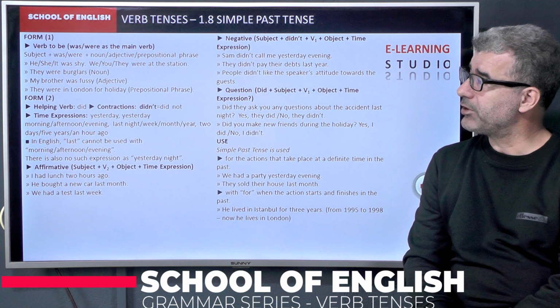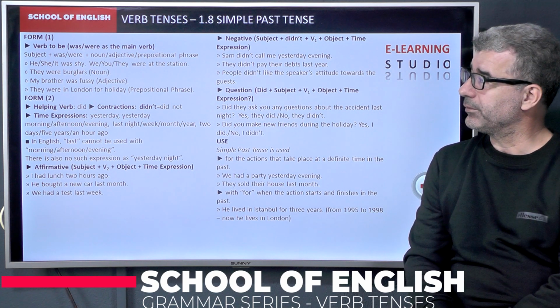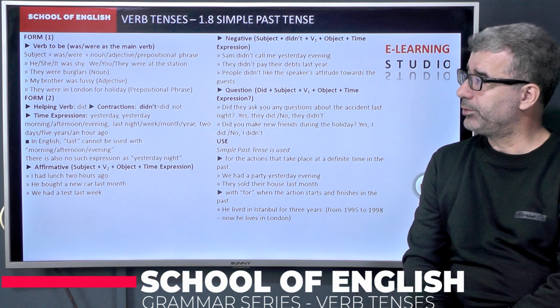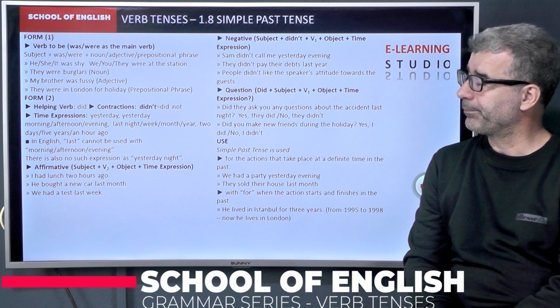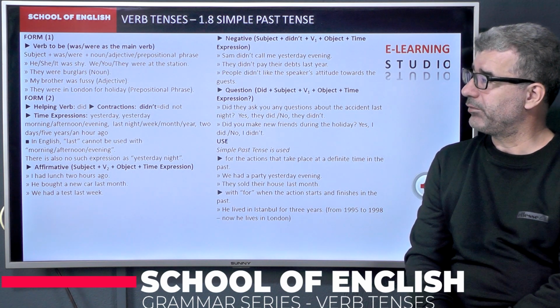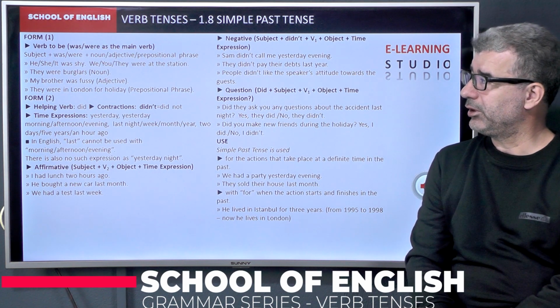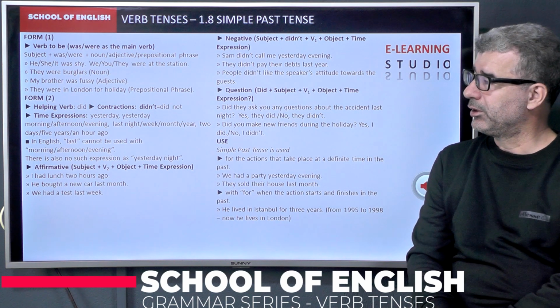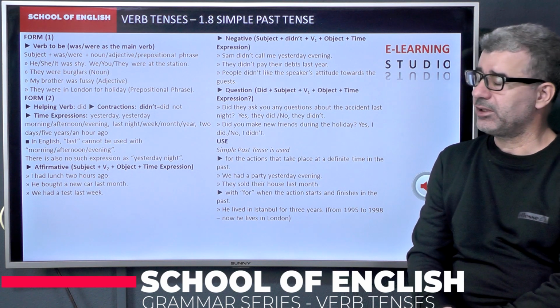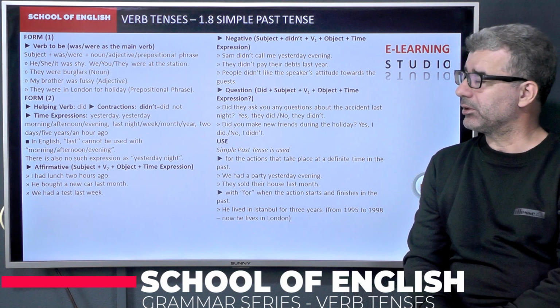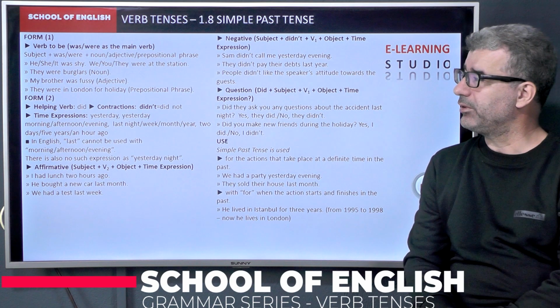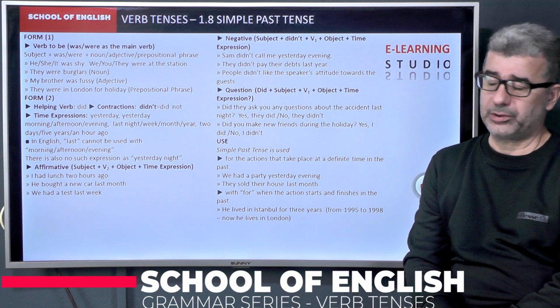Let's have a look at the examples. He was shy, an adjective here is used after was. They were at the station. Here, the prepositional phrase follows were. They were burglars, we have a noun here. My brother was fussy, and we have an adjective. They were in London for holiday. Here we have a prepositional phrase following. As you can see, the main verbs in these examples are was and were.